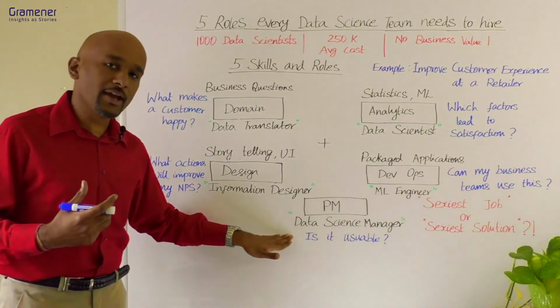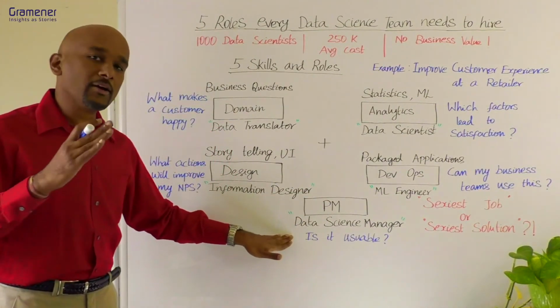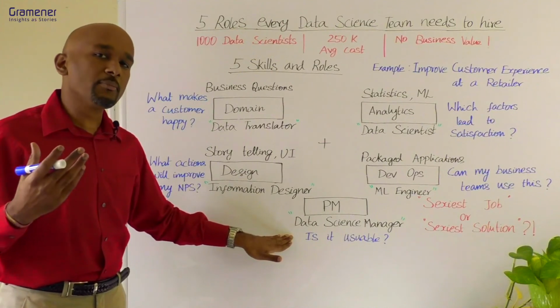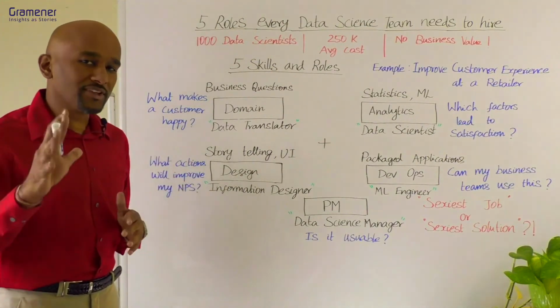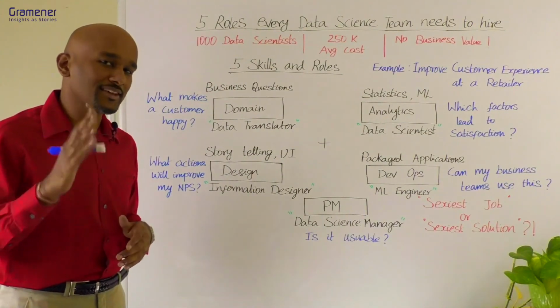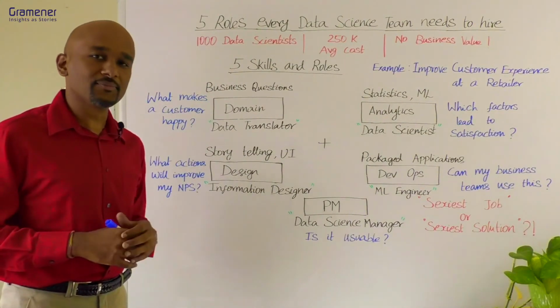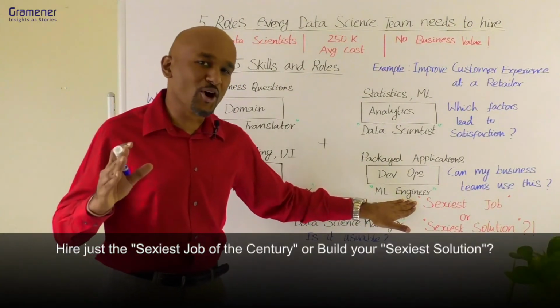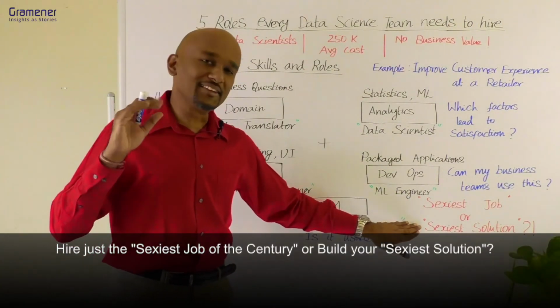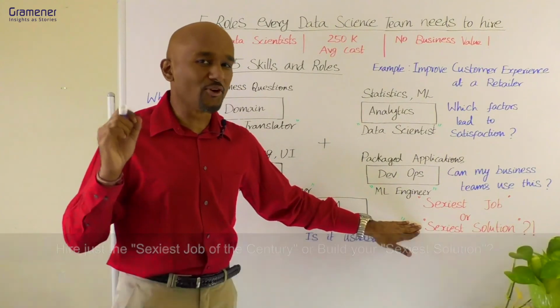Without a data science manager, your team might be directionless and your users may not be able to adopt the solution. So this is why, like the 5 fingers of your hand, you need to have these 5 skills and roles in data science. So you need to take the decision whether you want to go after the sexiest job of the century or build a sexiest solution that benefits your organization.